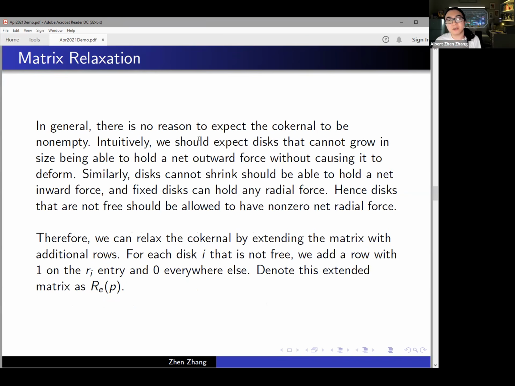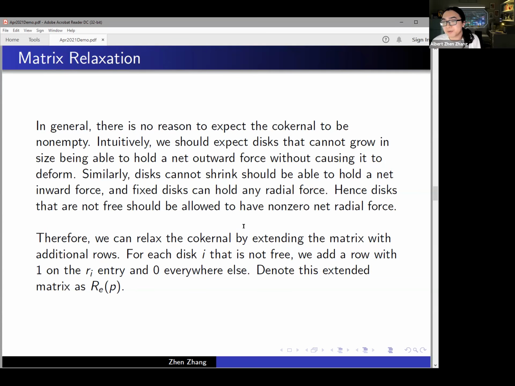So intuitively, if you have a disk that is free, and the net force is pulling it outwards, then that means that disk wants to grow. So we should expect disks that cannot grow to be able to hold an outward force. And similarly, disks that cannot shrink should be able to hold an inward force. And fixed disks can hold any force.